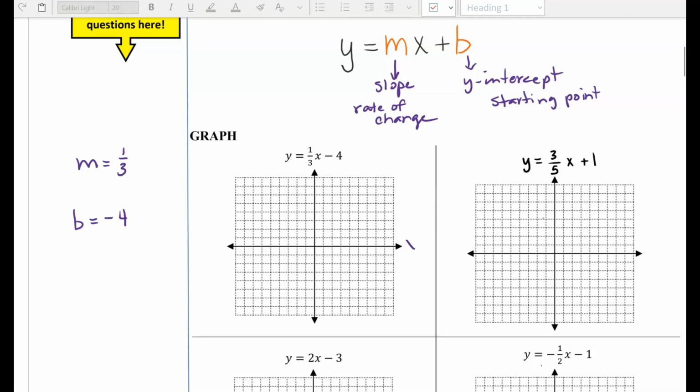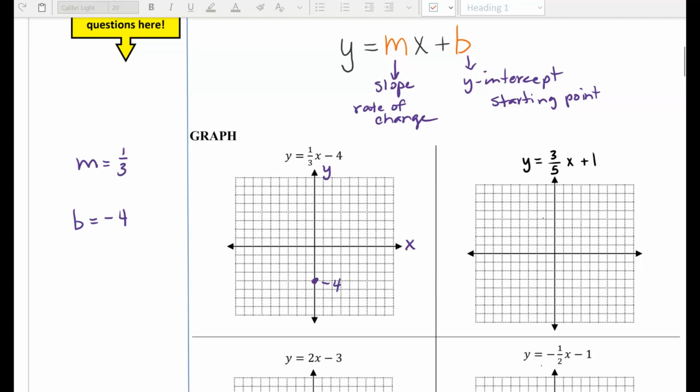So our x-axis is the horizontal axis and our y-axis is the vertical axis. Where they cross is the origin. So I'm going to start at the origin and I'm going to count down 4. So 1, 2, 3, 4. And since I'm going down, that's a negative direction and that puts me at -4. This is my starting point for counting my slope.